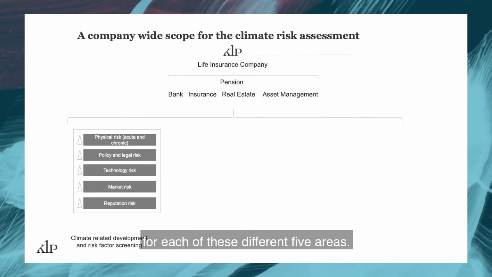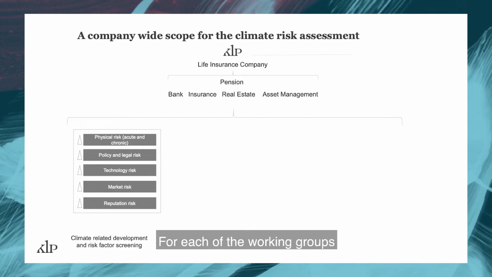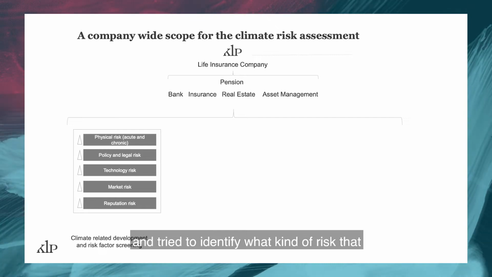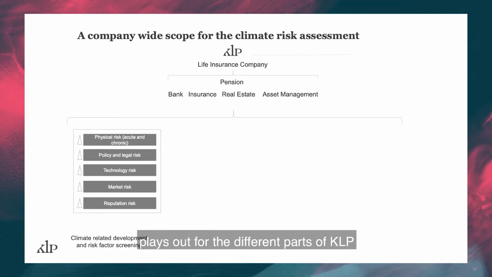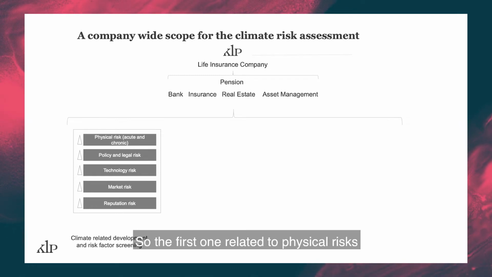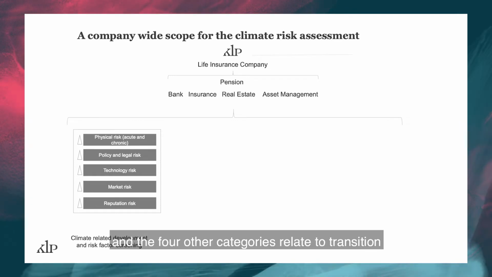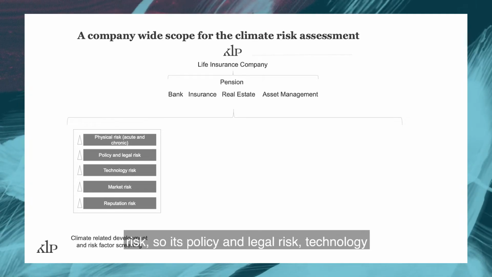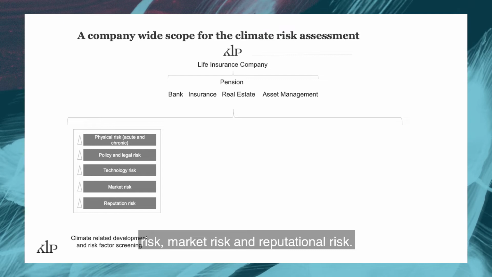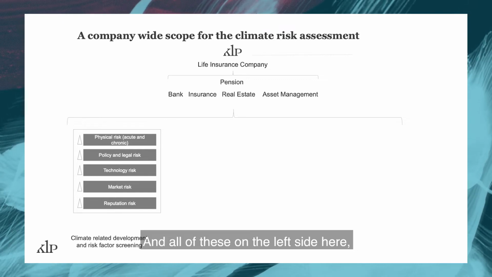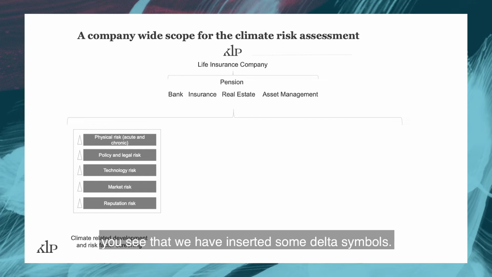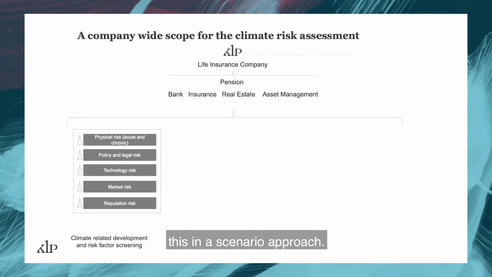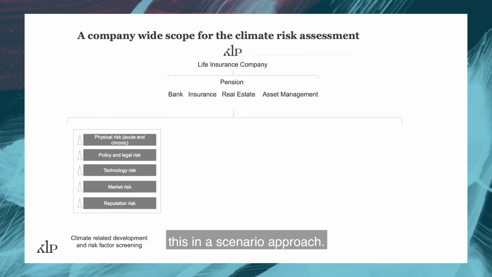For each working group, we went through this scope of risks and tried to identify what kind of risk plays out for the different parts of KLP. The first one relates to physical risks, and the 4 other categories relate to transition risks. So it's policy and legal risk, technology risk, market risk, and reputation risk. And on the left side here, you see that we have inserted some delta symbols to signify that we also view this in a scenario approach.